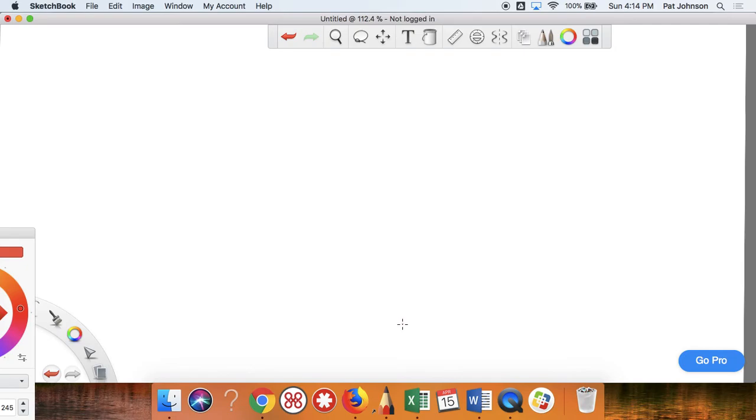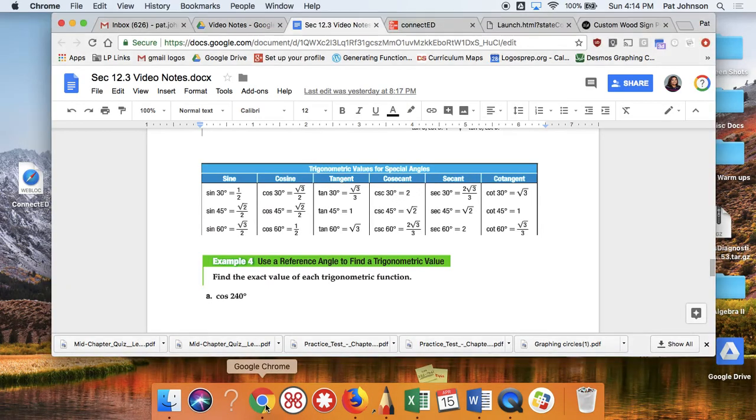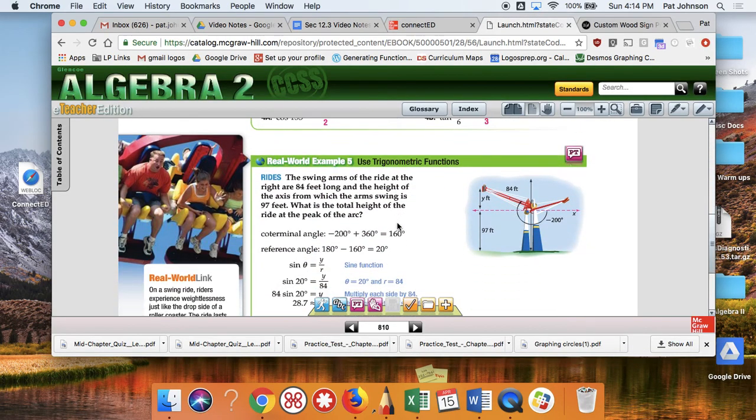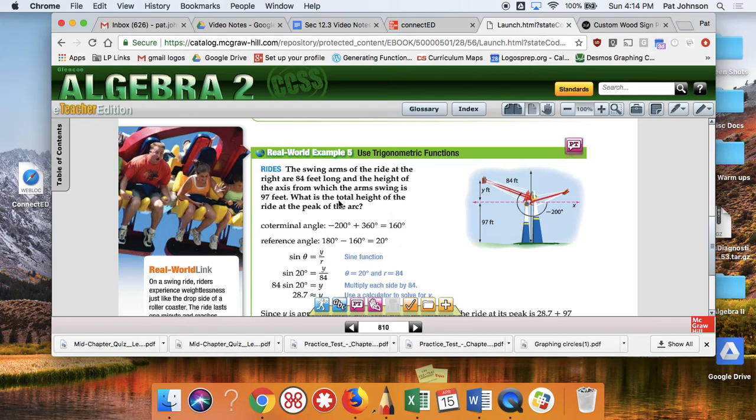So example 5, real world. It says, the swing arm of a ride at the right are 84 feet long. The height of the axis from which the arms swing is 97 feet. So we're saying from here to here is 97 feet. What is the total height of the ride at the peak of the arc? So they're saying this is our peak right here. And they want to know what this total length is. So we have to find this distance here and add it to 97.